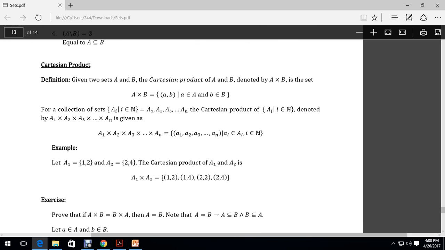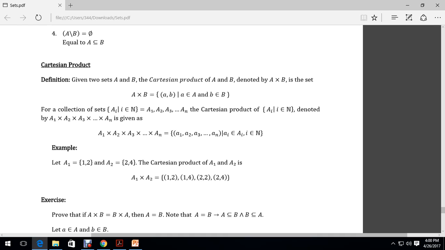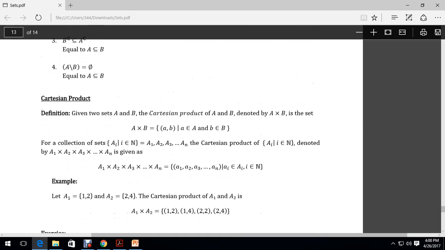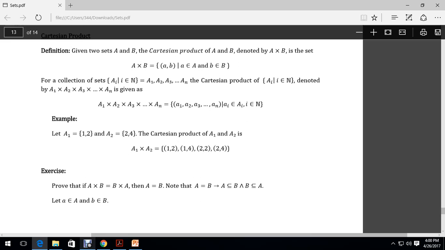Okay, so for the rest of the definition, if you have any number of a collection of sets, A sub 1 up to A sub n, then the Cartesian product of A sub 1 up to A sub n is the combination of elements between A sub 1, A sub 2, A sub 3, and A sub n. You just extend the definition for any number of collection of sets A sub i. Okay, so this ends our discussion on sets and set operations.